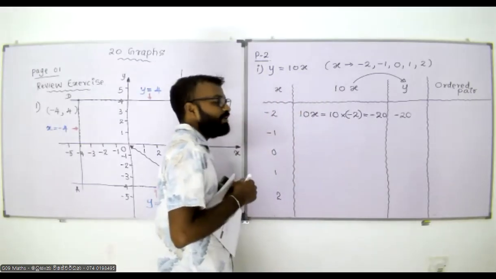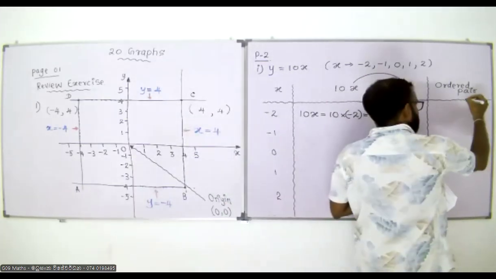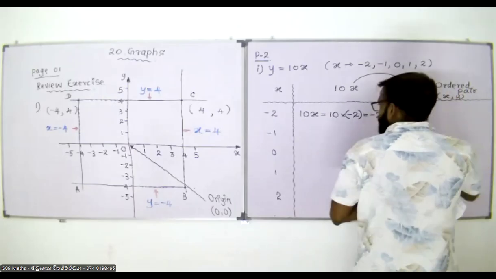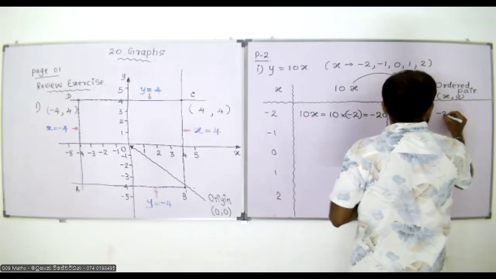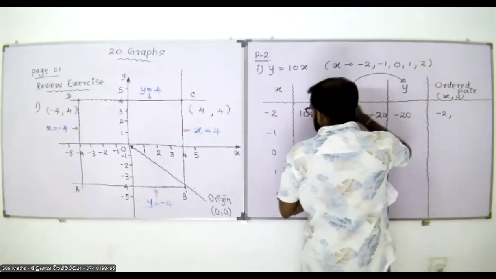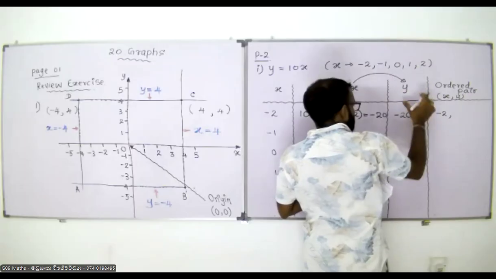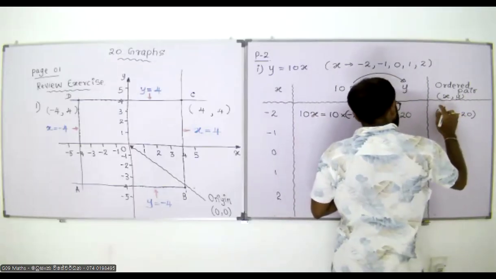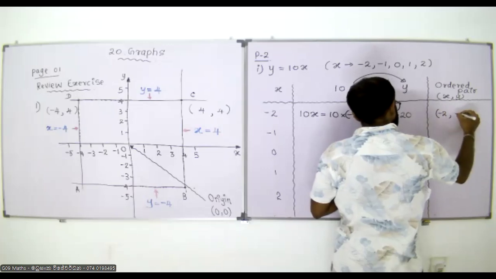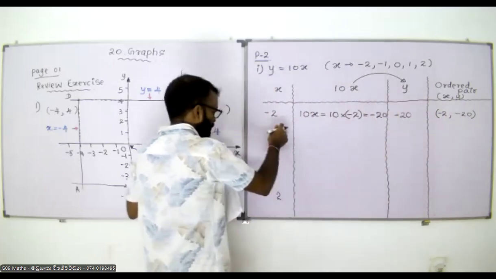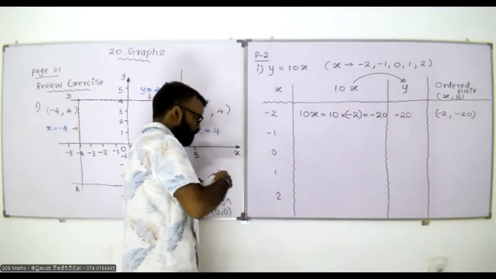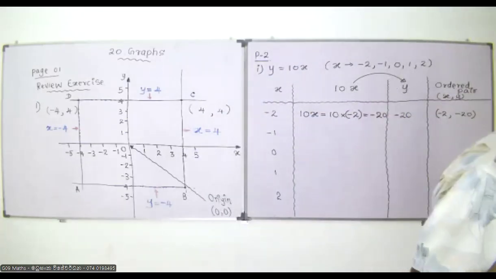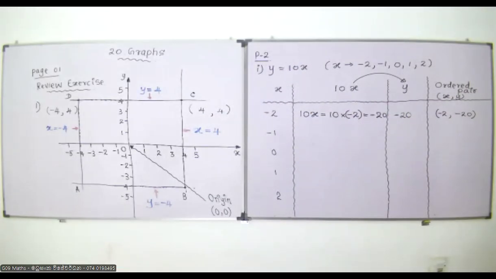So how are you going to write the ordered pair? Ordered pair is like an x comma y pair, x coordinate, y coordinate. What is the x coordinate? Negative 2. What is the y coordinate? If x becomes negative 2, y becomes negative 20. So this is the ordered pair. You need to use the brackets. Likewise, do the rest: negative 1, 0, 1, and 2. Just substitute and do the simplification.